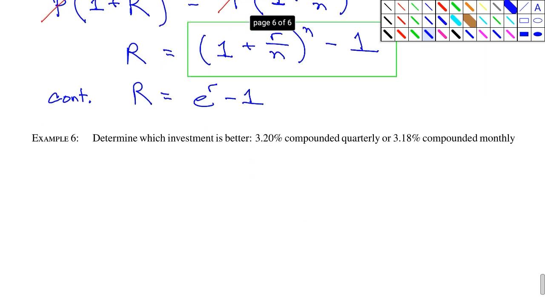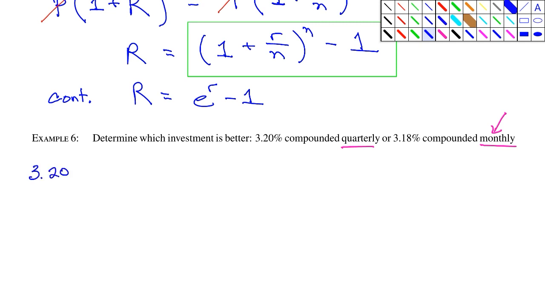All right. Example number 6. Determine which investment is better, 3.20% compounded quarterly or 3.18% compounded monthly. So you might say, well, 3.2% is a larger percentage, so that has to be the better investment. That's not necessarily the case because the compounding times are different. Because you're compounding more often with the 3.18, it could be that the 3.18 is better. You're going to get more money in the long run over a year than you would with the quarterly one. So we do have to do the math and figure this up. It's not as clear cut as one interest rate just being bigger than the other.